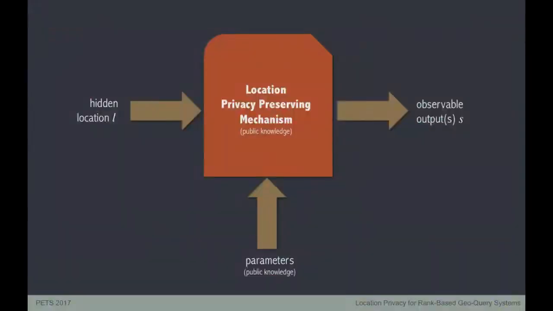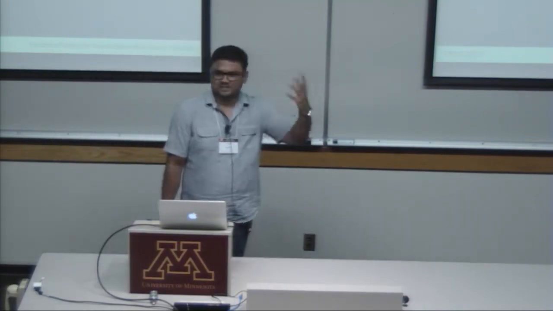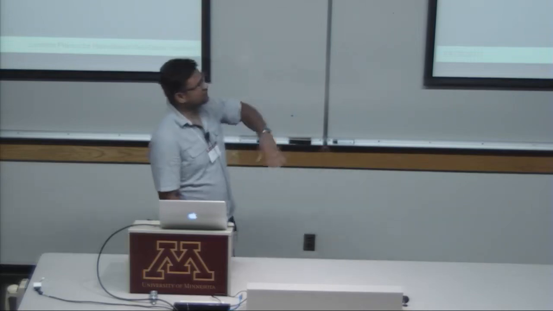So let me just give you a brief idea. I'm sure if you have worked in location privacy, you're familiar with this idea, but otherwise, what is this mechanism we are talking about? So think of the mechanism as some kind of a process that takes some kind of a hidden location. Of course, there are query parameters, other kind of parameters also there, and we consider all of those to be public knowledge. And then the mechanism spits out some output. The output could be another perturbed location from which the query will actually be made, and in our case, the output really is a mix of locations and sets and things like that. So you have some outputs that are being generated.